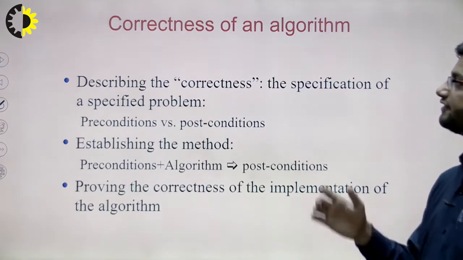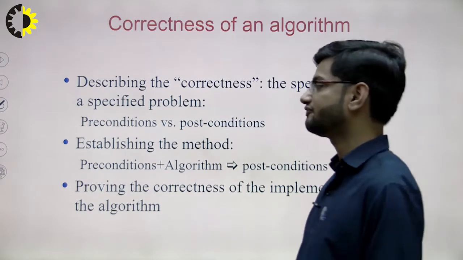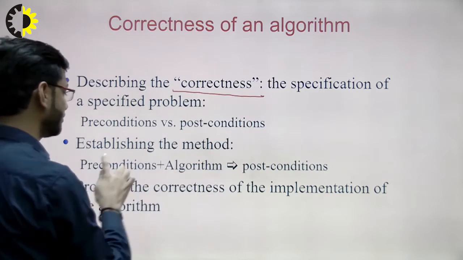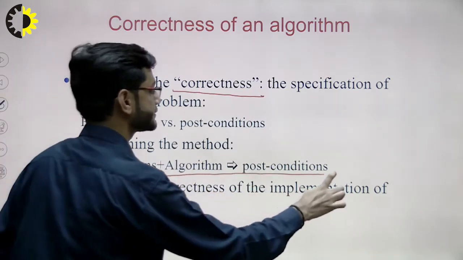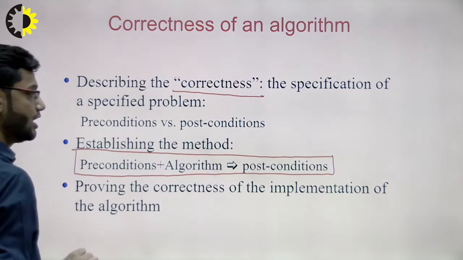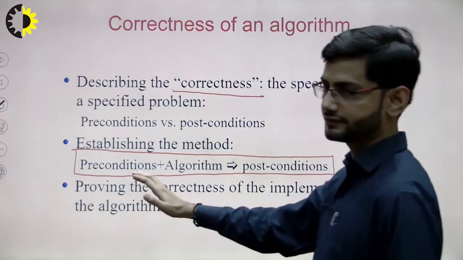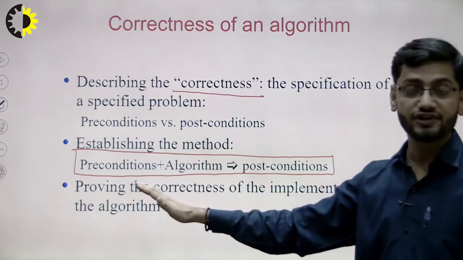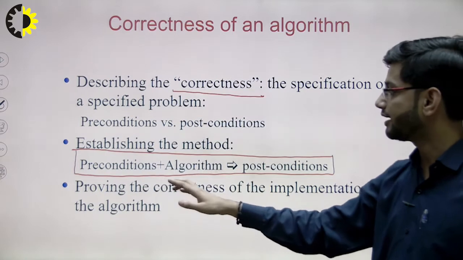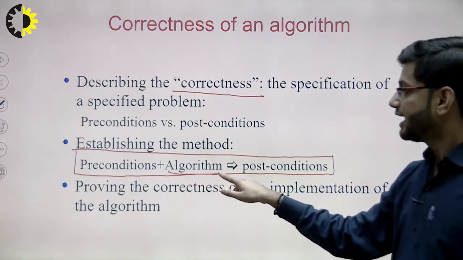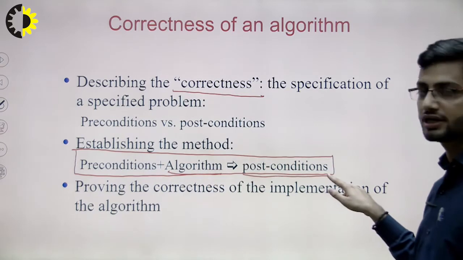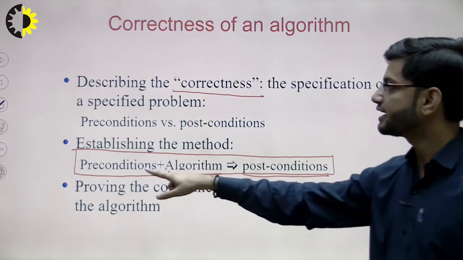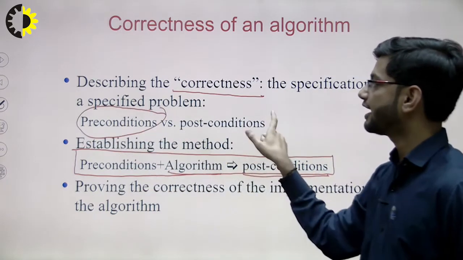Now, correctness of an algorithm. How can you find the correctness of an algorithm? To find the correctness of an algorithm, you will follow this one line statement. You will give the preconditions. Preconditions are the input, the software on which you are executing your program, and the algorithm. And if you are getting the desired post conditions, then you will say that this algorithm is correct. And these precondition and post condition are predefined.